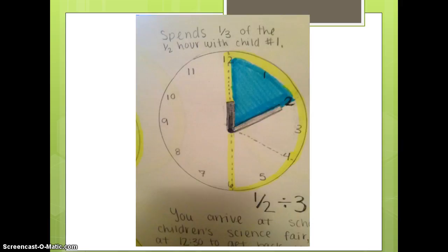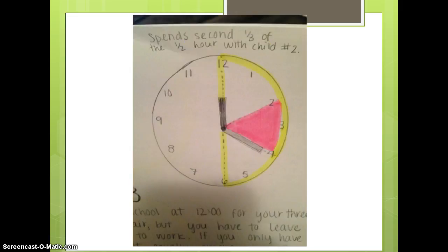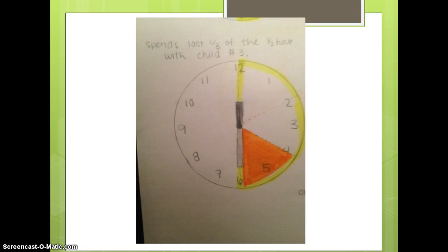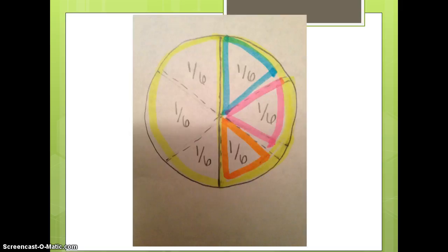Child 1 gets the first third of the half an hour, which is shown here from 12 to 12:10. Child 2 gets the second third of the half an hour, which is from 12:10 to 12:20. Child 3 gets the last third of the half hour from 12:20 to 12:30. If each child gets 1/3 of half an hour, there are 2 half hours in 1 full hour, so each child gets 1/6 of a full hour.